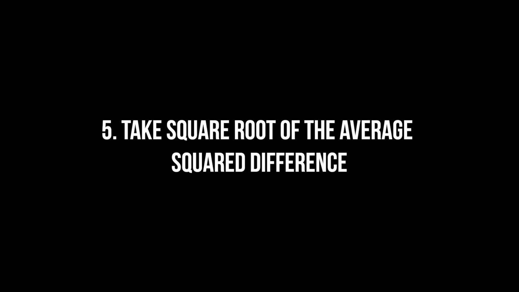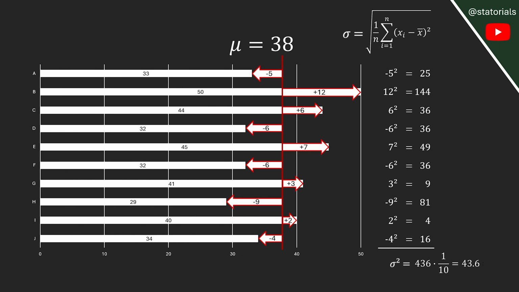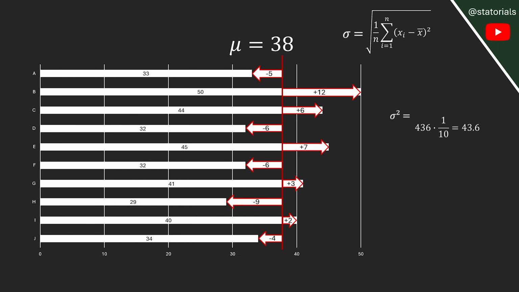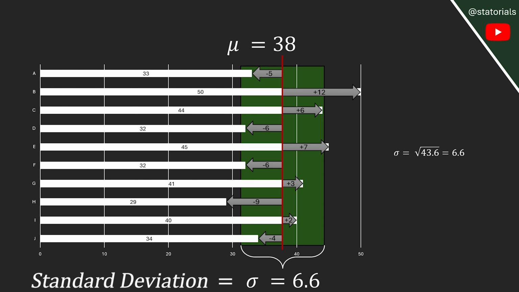The fifth and final step is to take the square root of the average squared difference. In my example, the square root of 43.6 is 6.60. On average, the individuals deviate by 6.6 minutes from the mean of 38 minutes. You would not have been able to say that by using the variance of 43.6, because we can only interpret the average difference in a meaningful way, not the average squared difference. The green interval is a graphical representation of the standard deviation around the mean for my example.